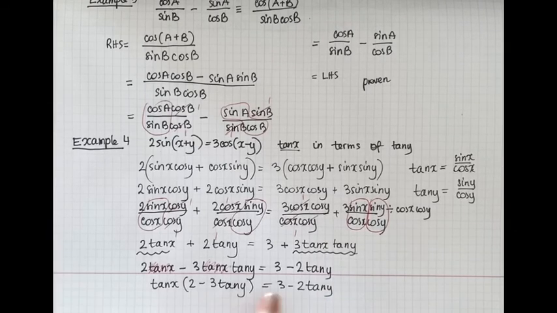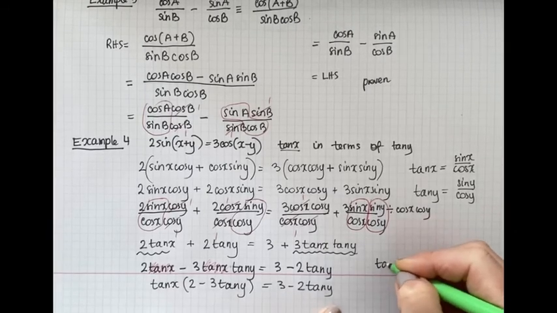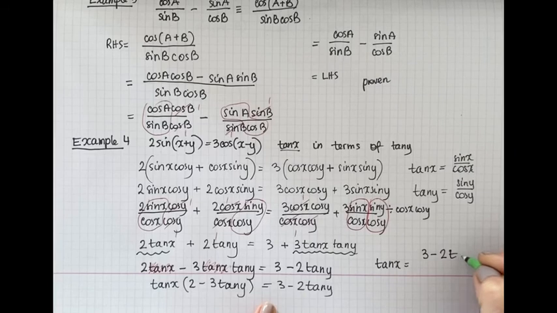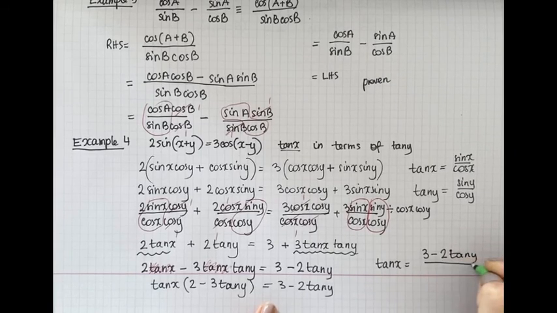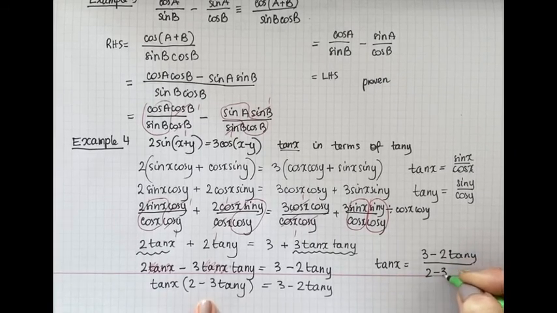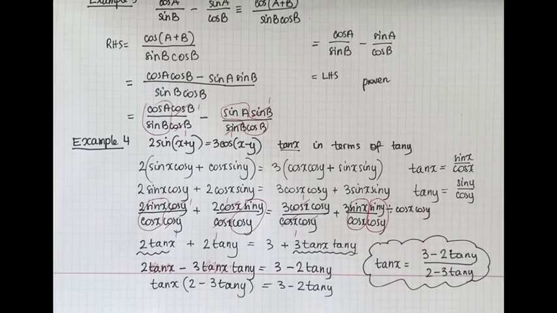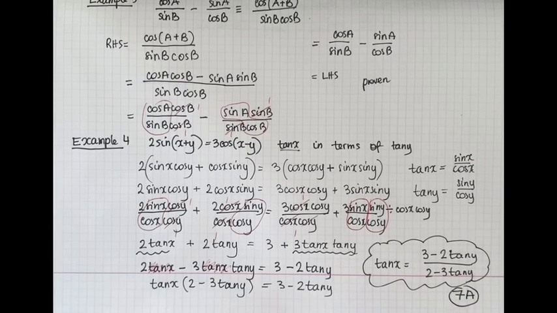The last thing is to divide by how many tan x's we've got. That is 2 minus 3 tan y, which will go into the denominator. So this is tan x expressed in terms of tan y. So now you're ready to go ahead and have a go at exercise 7a.